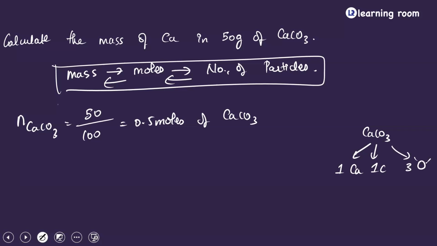Correct? So 0.5 moles of calcium carbonate will have half a mole of calcium, half a mole of carbon and 1.5 moles of oxygen. So here you have 0.5 moles of calcium, which is 20 grams. We know that 1 mole of calcium is 40 grams. So 0.5 moles will be 20 grams. So the answer is 20. Is that clear? Okay.